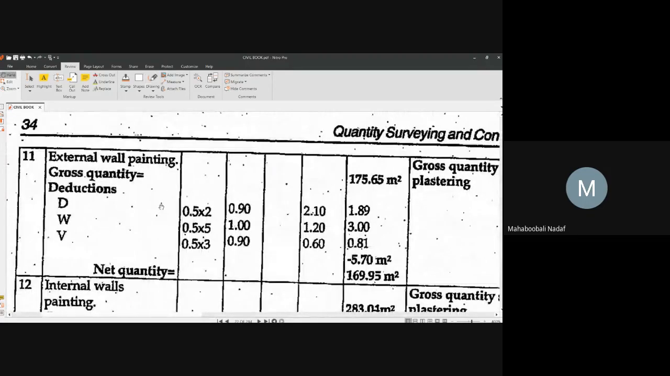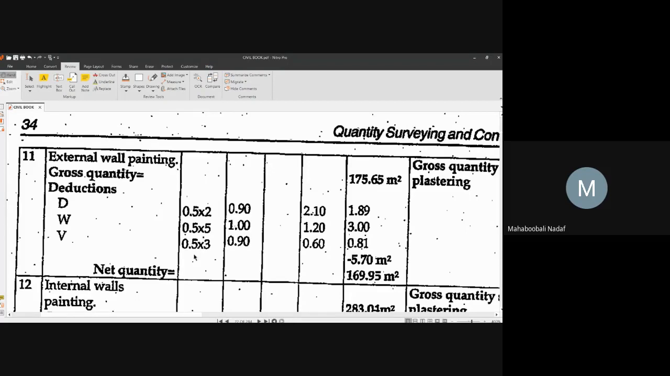External wall painting. Whatever external plastering is there, in that you have to deduct the doors, windows, ventilators. You know the doors, you know the windows, you know the ventilators, and the numbers are 2, 5, 3. But again, it is multiplied with 0.5. Why?